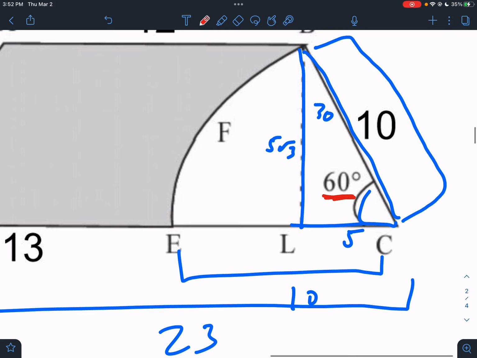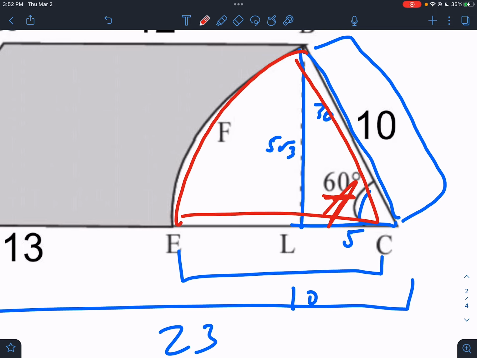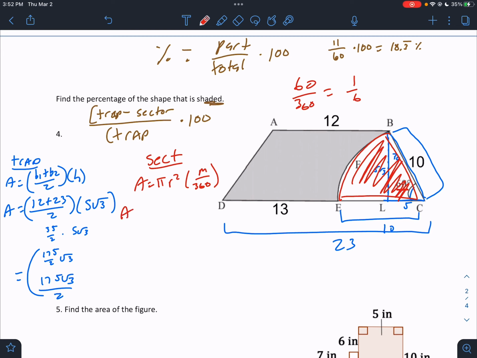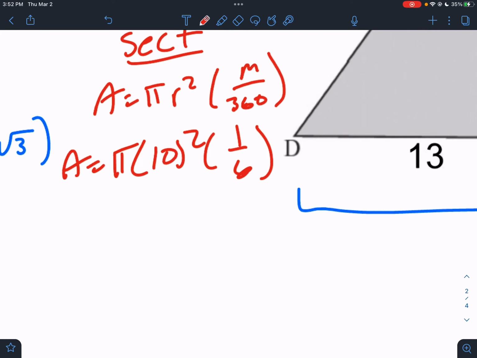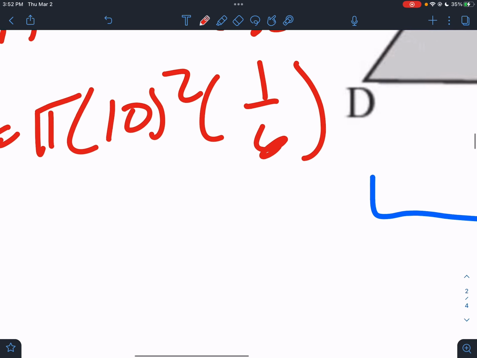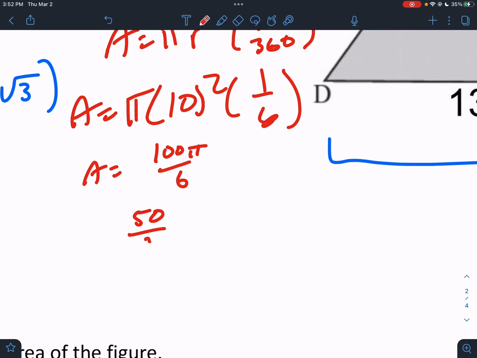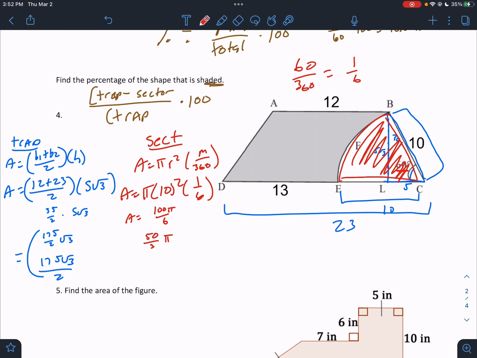In other words, this sector is 1/6 of a circle. So the area is going to be pi times 10 squared times 1/6. That's how much we have. Well, that's going to be 100 over 6, which reduces to 50 over 3. Don't forget your pi.